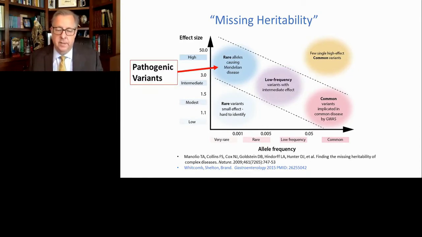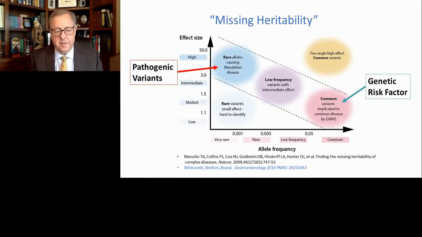However, when the genome was completely sequenced and we began to find that there were other associations, there were genetic risk factors that were found that were associated with a disease, but they were actually relatively common, and they didn't actually cause a disease, they just were associated with it. So what causes these diseases? And that was called the missing heritability.